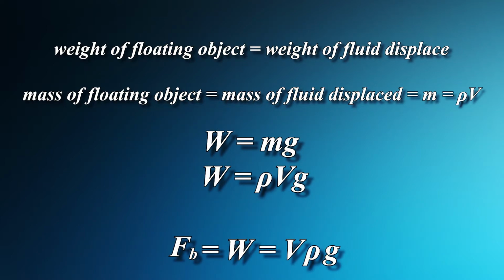As we already know, the mass of fluid displaced is equal to its volume times its density, and the weight of fluid displaced is equal to its mass times gravity. Therefore, we get that buoyant force is equal to the weight of fluid displaced, which is also equal to its volume times its density times gravity. This is what we call the Archimedes' principle.